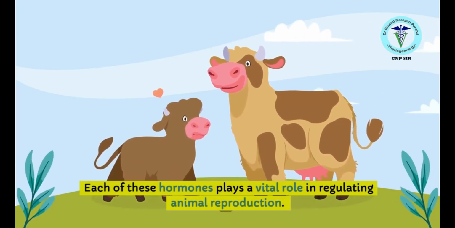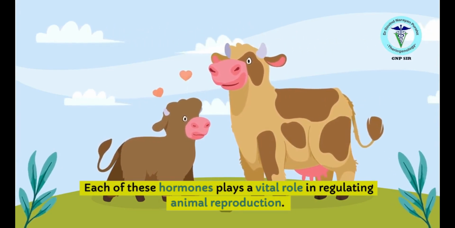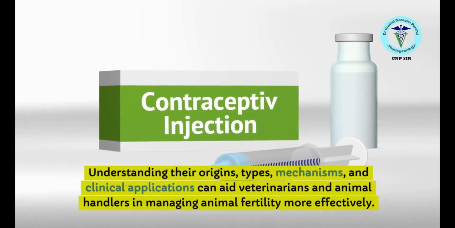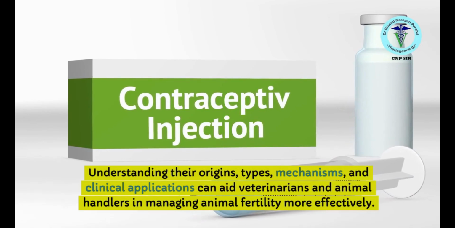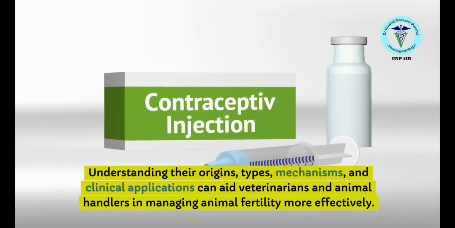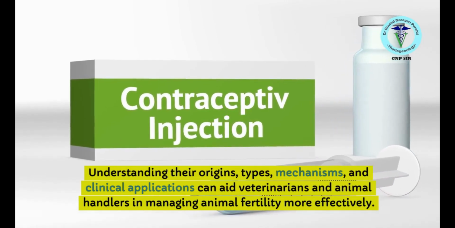Each of these hormones plays a vital role in regulating animal reproduction. Understanding their origins, types, mechanisms, and clinical applications can aid veterinarians and animal handlers in managing animal fertility more effectively.